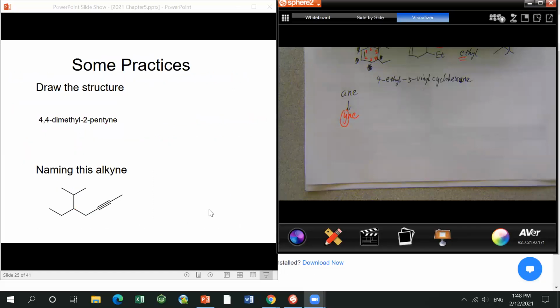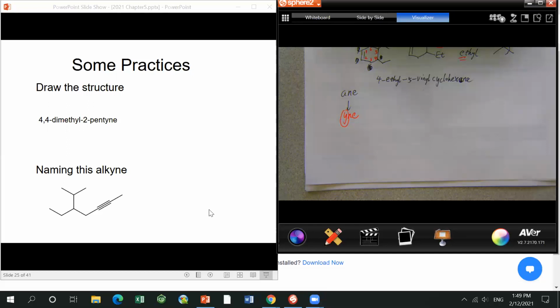Now, again, you guys take a try. Try to finish these two questions. These two are the two common types of questions you will see in future exams and quizzes. The first one gives you a name and asks you to draw a structure. The second one gives you a structure and asks you to name it. So just type the name.